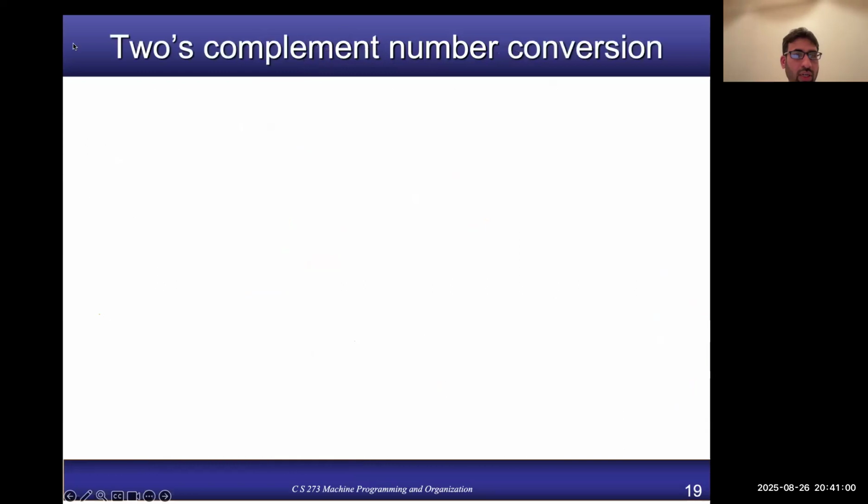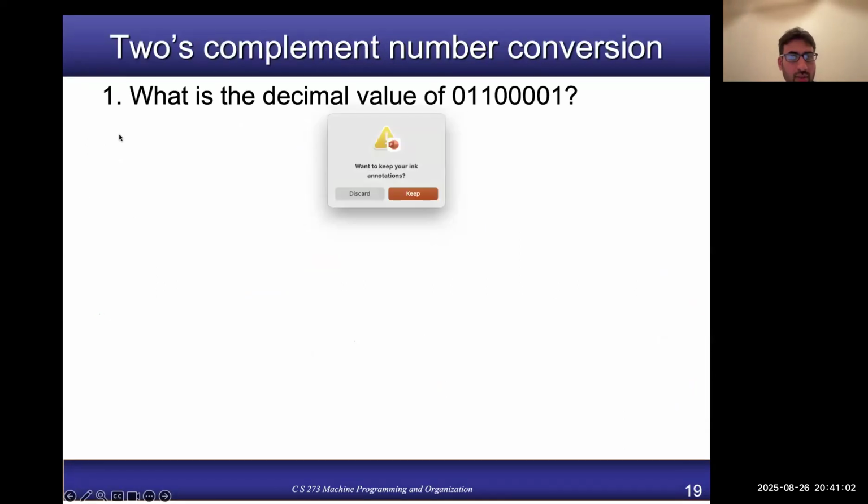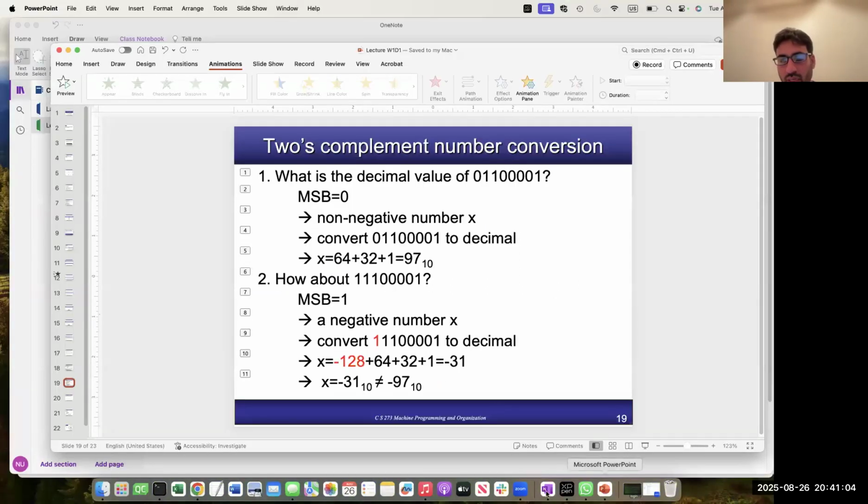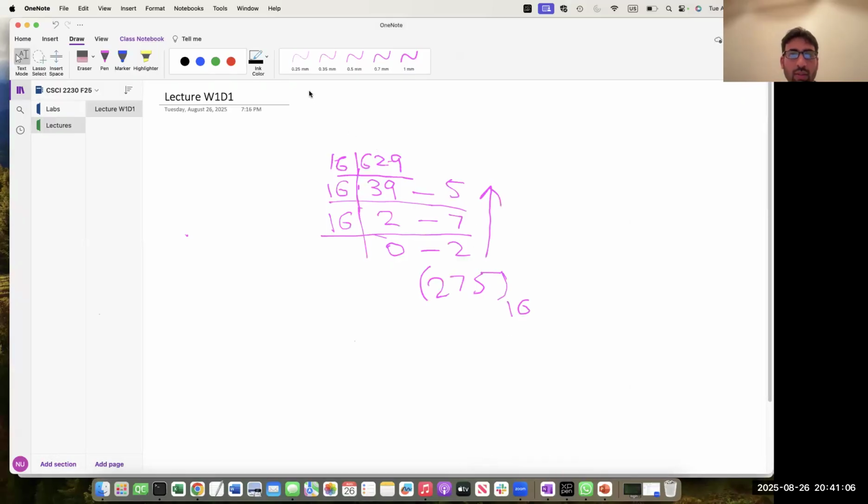Let me try again on the notepad. Let me know if you can see me writing on the notepad, and if you cannot see, let me know.